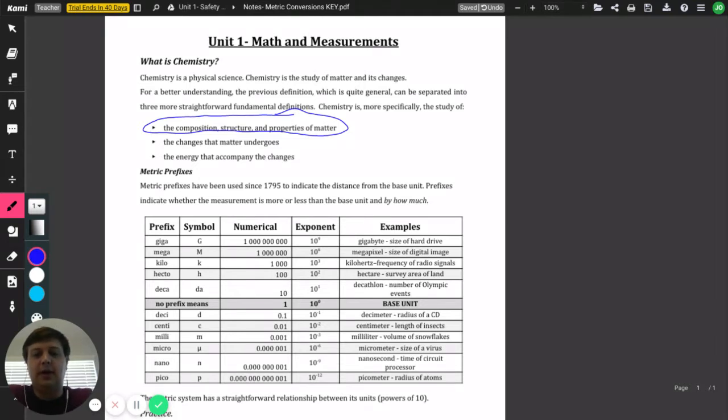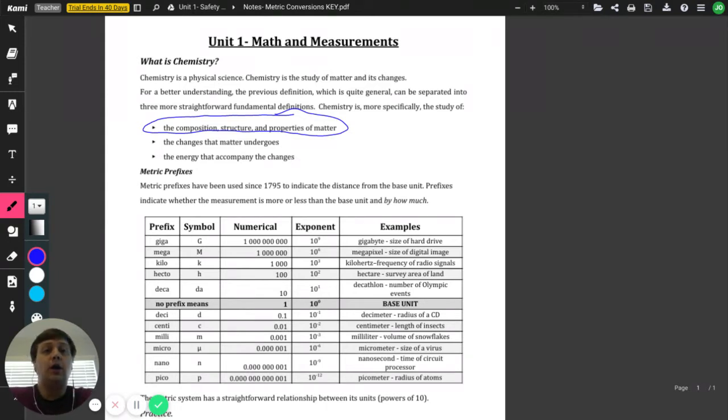The next thing we talk about is the changes that matter undergoes, okay? And with that, we're basically saying what's happening when those things actually do stick together, okay? The last thing we talk about is the energy that's going to accompany those changes, all right? And basically, that's how we would use chemistry in our everyday world, okay? So that's kind of how we can break down chemistry in general, all right? And so we're in a chemistry class, so let's actually talk about those things that are occurring. So we're going to start with the metrics.